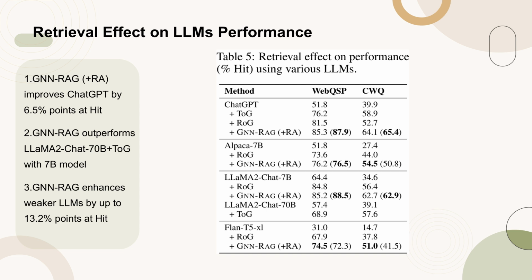Notably, GNN-RAG also substantially boosts the performance of weaker LLMs such as Alpaca 7B and Flan T5 XL, with improvements of up to 13.2 percentage points in the hit metric. This table underscores the effectiveness of GNN-RAG in enhancing KGQA reasoning across different LLMs without the need for retraining.